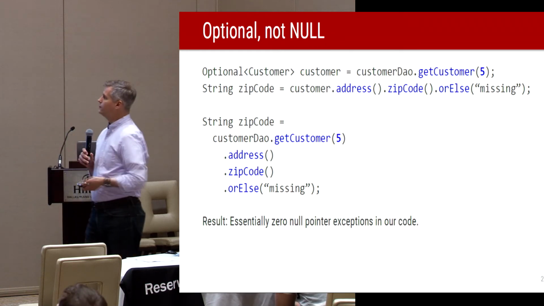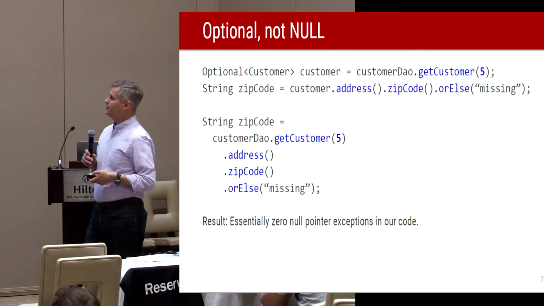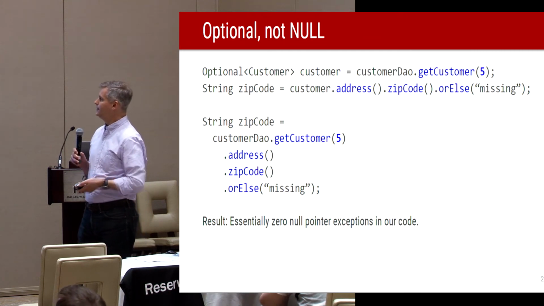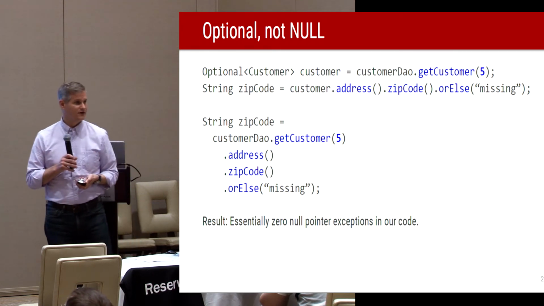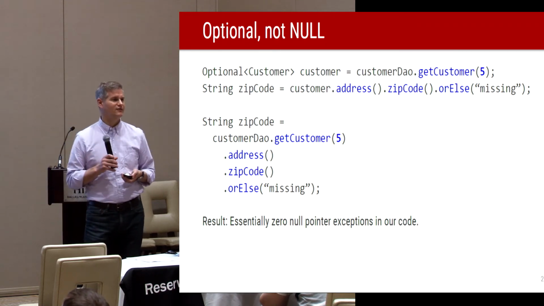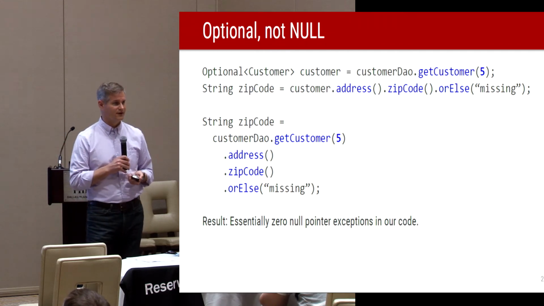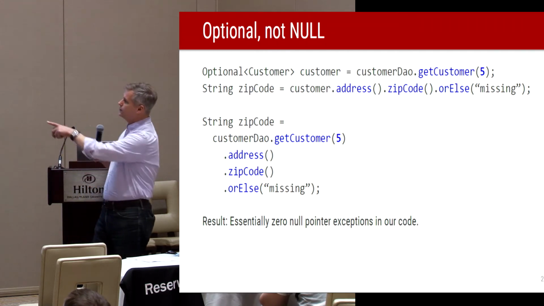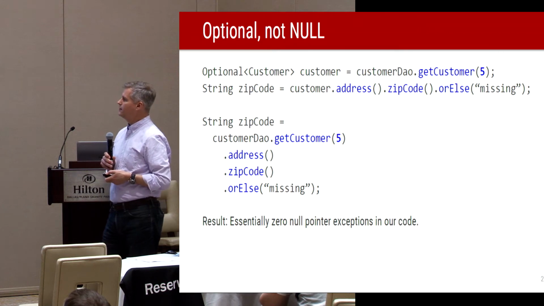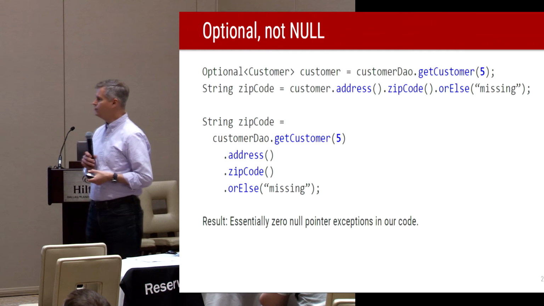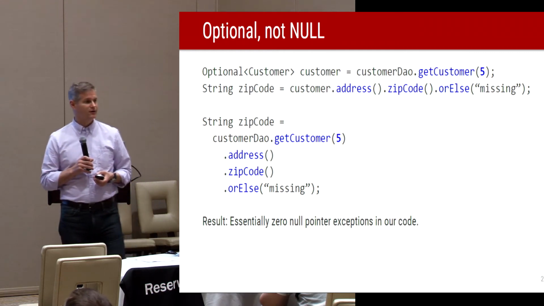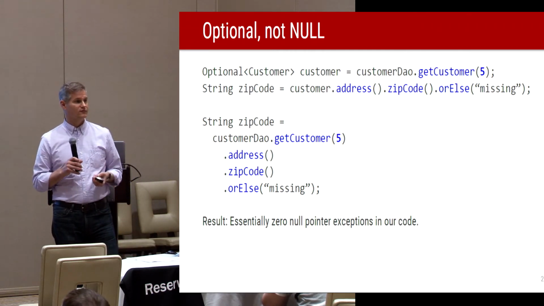So the advantage of this is that in the second line, you notice there's no null checks. I can just say customer address zip code, or else I get missing out of this thing. Actually, I was typing these slides and I realized I have to have a map operation in there. I did that slightly wrong. The result of doing all this is essentially we get almost no null pointer exceptions in our code, and that was wonderful, right? But you need to follow this particular pattern.